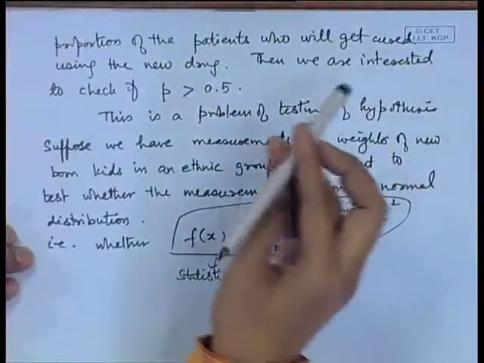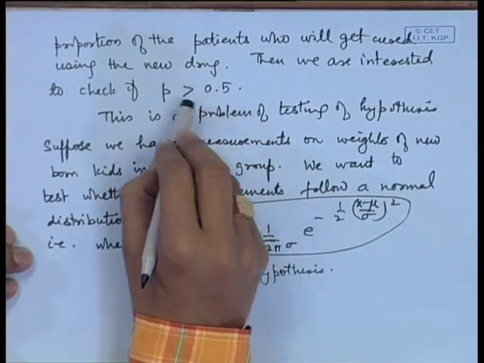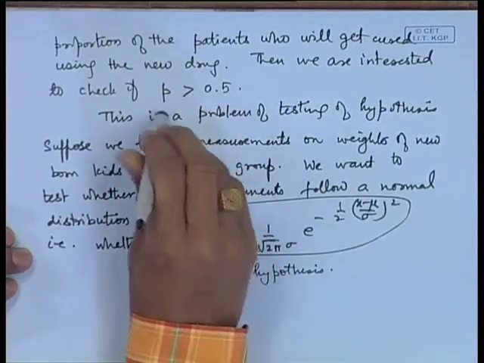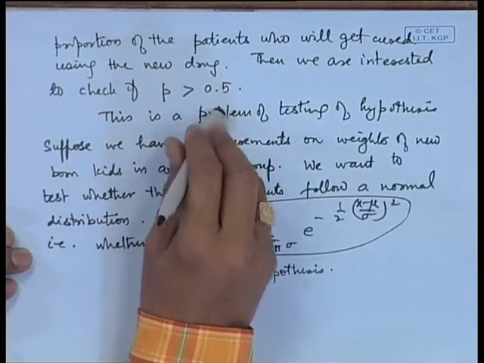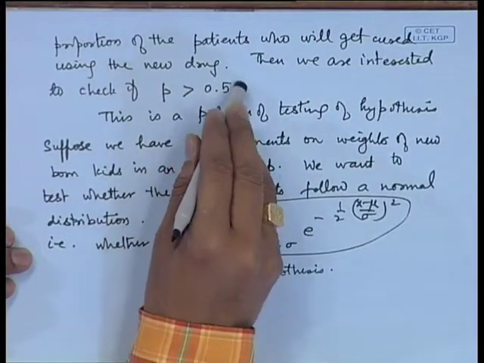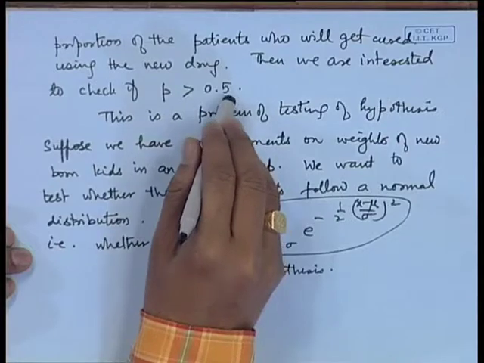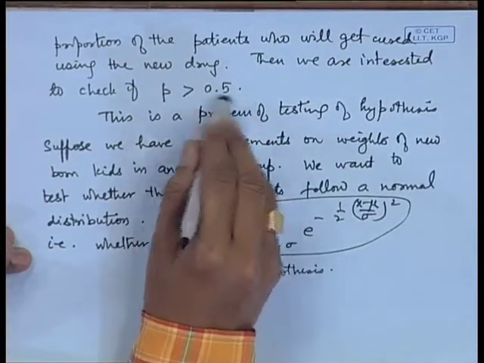So, the problem of testing of hypothesis is to devise a procedure on the basis of a random sample to tell whether a given hypothesis is tenable or not. Now, in this context, when we have to devise a rule, we are not concerned only about the given hypothesis. If this hypothesis is not tenable, we have to specify what else is tenable. If I say that p greater than 0.5 is not acceptable, then what else is acceptable or plausible?